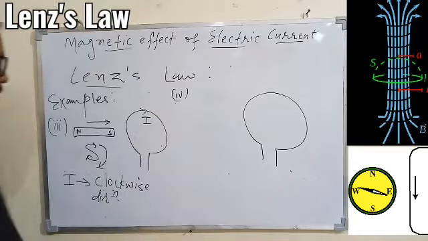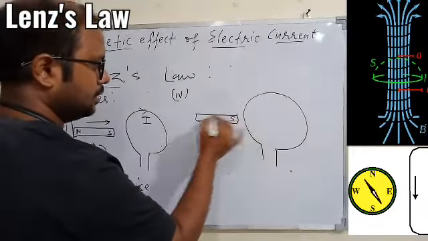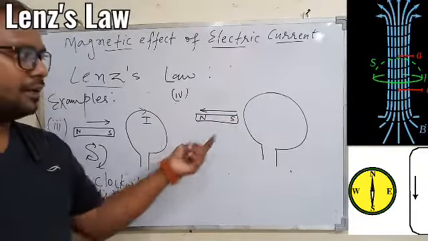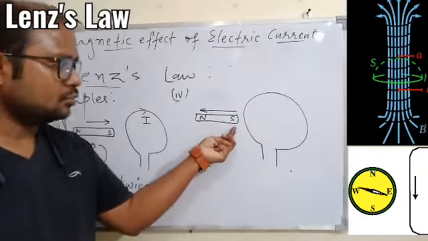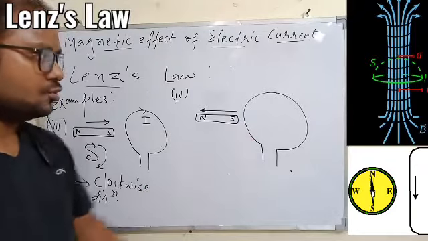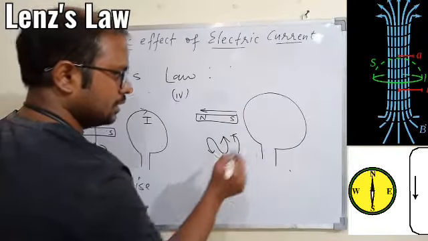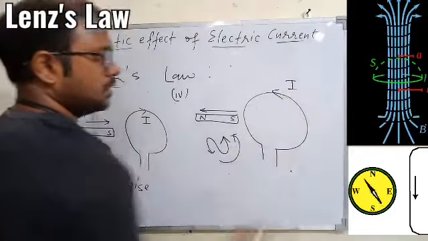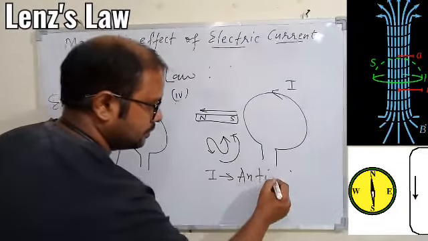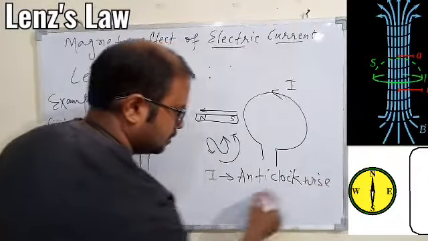And the fourth one we'll take is south, this side only, but now it will move away from the coil. So if it will move away, it will try to attract the magnet, and south pole is this side, so the coil can attract if the front face will become north pole. So for the north we know the current must be anti-clockwise. So in this case current will be anti-clockwise. So I will be anti-clockwise.